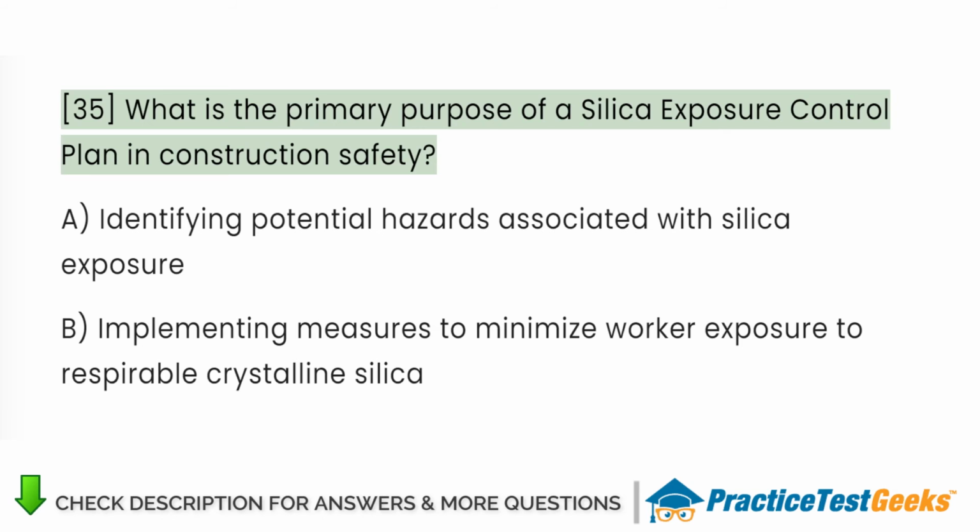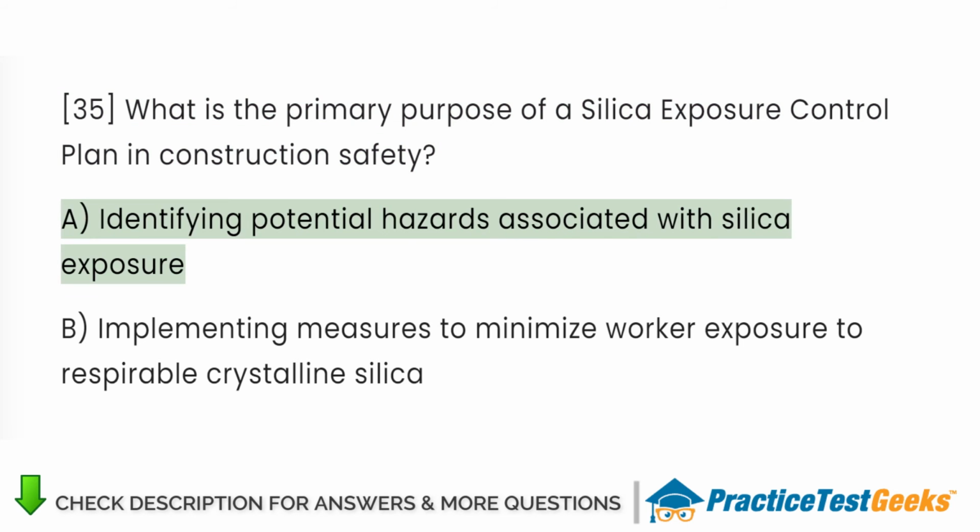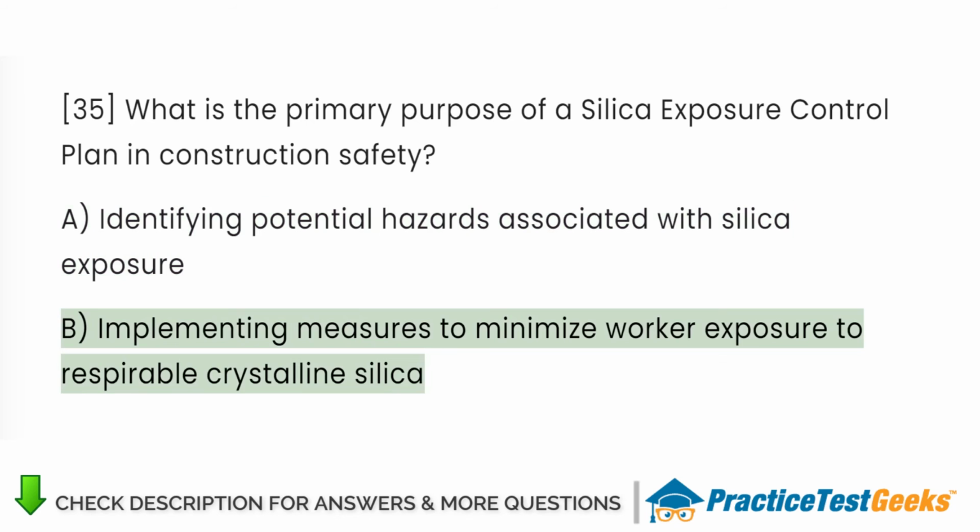What is the primary purpose of a silica exposure control plan in construction safety? A. Identifying potential hazards associated with silica exposure. B. Implementing measures to minimize worker exposure to respirable crystalline silica.